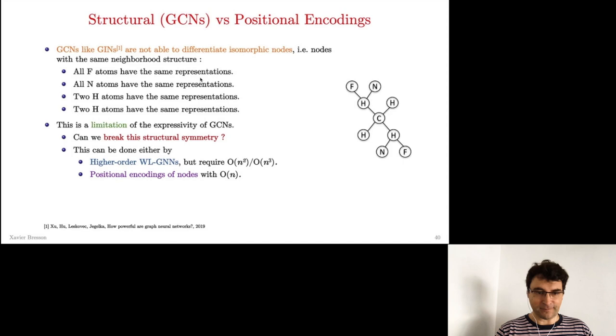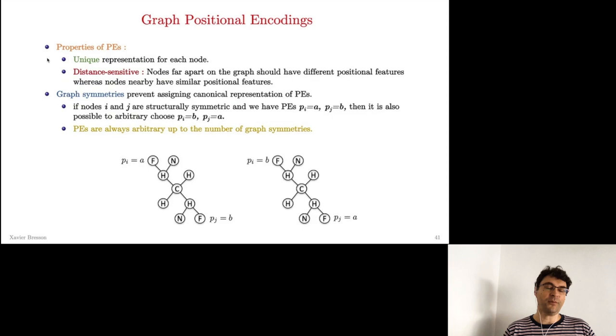Okay, so what are the good properties of positional encodings? So you want a unique representation for each node, and you want this to be distance sensitive. So nodes that are far apart should have different positional features, and nodes which are close by should have similar positional features. One thing which is a limitation of positional encoding is that you cannot assign a canonical representation of positional encoding because of the graph symmetries. And let me explain that.